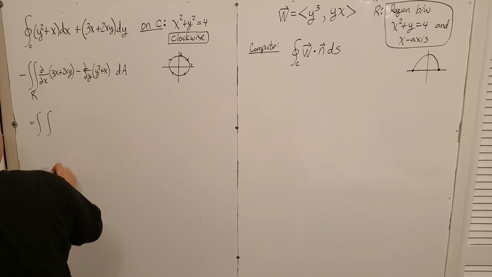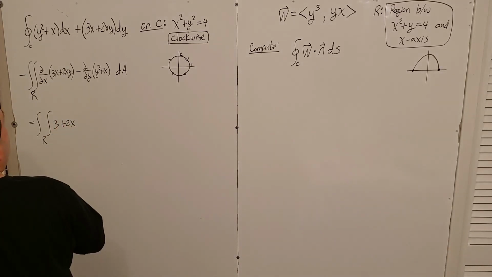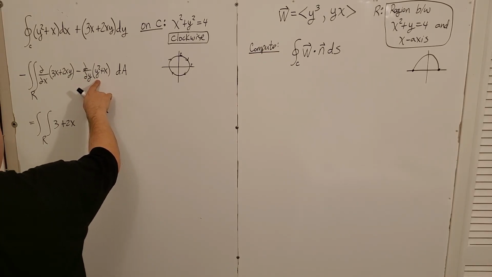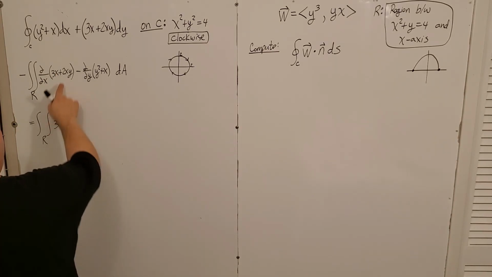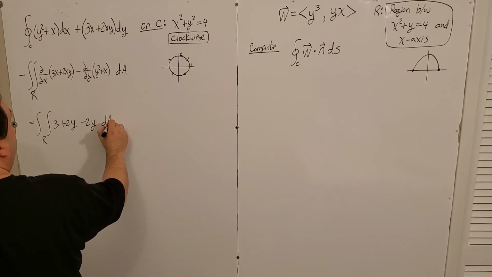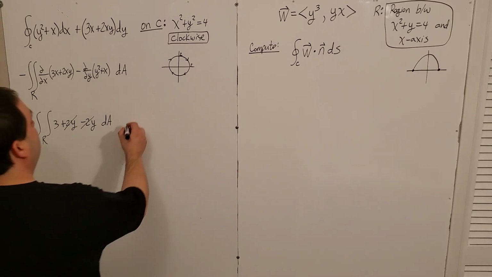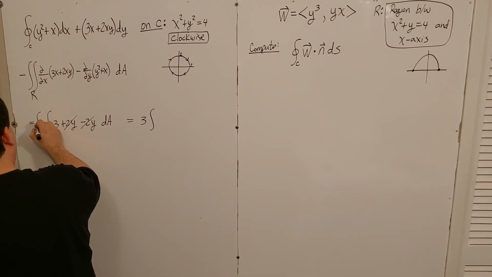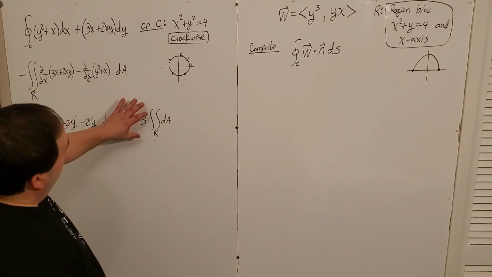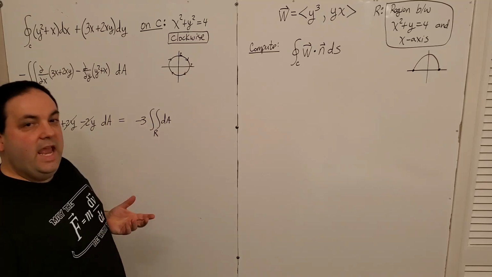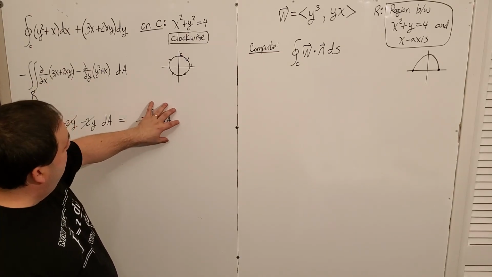I've got my double integral over R. The partial derivative with respect to x is 3 plus 2y. And then the partial with respect to y of this guy right here, I've got, whoops, not 2x, 2y, minus 2y, dA. Well, this is nice, right? Plus 2y minus 2y, I just get 3 dA. Whoops, forgot my negative. Negative 3 double integral over the region dA. And don't forget, a double integral over a region dA is just the area of the region. If you already know how to do the area of the region, you've got it made. So it's negative 3 times the area of my region.